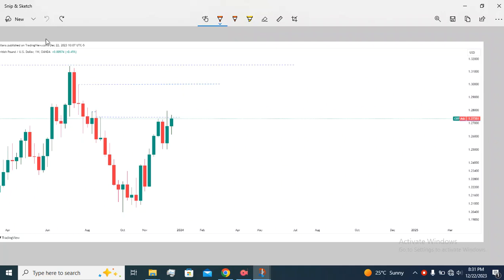Hello, welcome for a quick review on GBPUSD. This chart before you is on the weekly time frame on the 22nd December 2023.